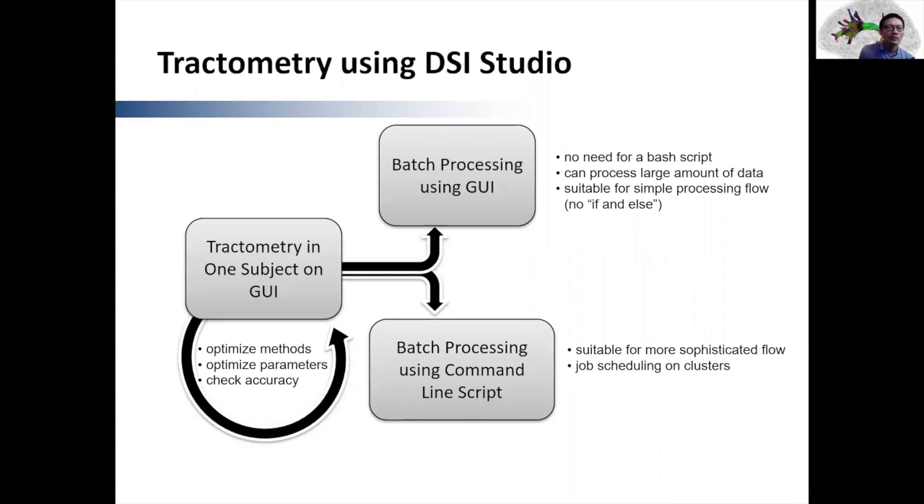So in practice, when we work on a tractometry study in DSI Studio, we always start with just one simple case in the GUI, and we recursively check the methods and parameters to make sure that it's accurate and the result is good before we move forward to process all subjects' data, either using the GUI or the command line interface. In the GUI, the user could set up multiple files. There's no need to write a script, and it's suitable for a simple processing flow. And of course, the command line allows for more complicated processing flows, and is the only choice for job scheduling on clusters.